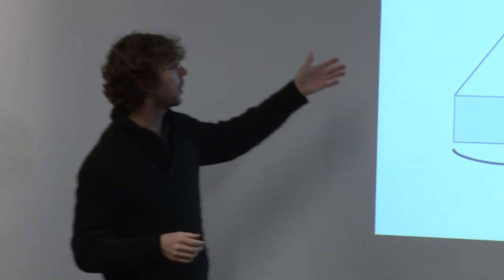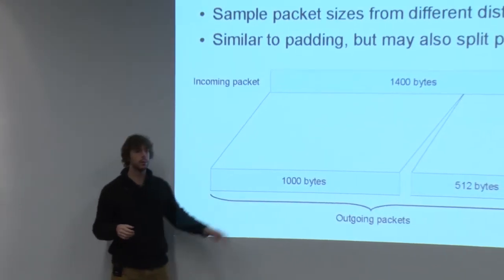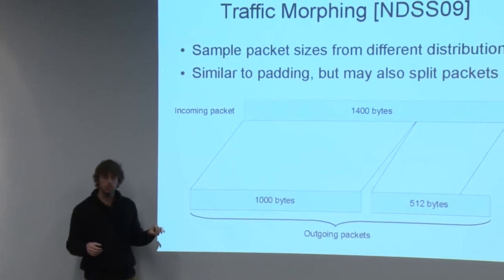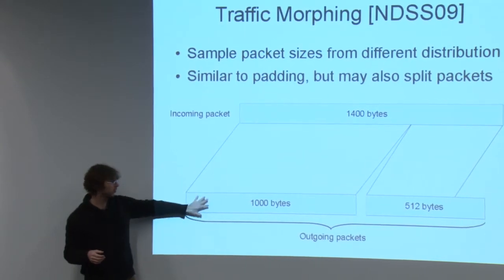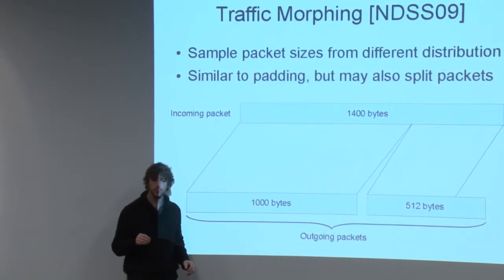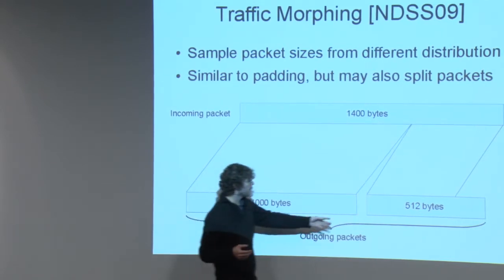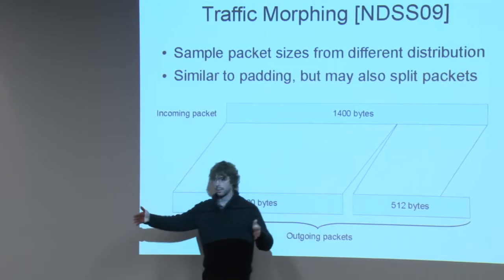And so here's an example where maybe there was an incoming packet of 1,400 bytes, and the first sample you drew from your output distribution was 1,000 bytes. So you take the first 1,000 bytes of this 1,400 byte packet and you send it. And then you draw another sample from your output distribution. Maybe your next sample is 512 bytes. Well, you've only got 400 bytes of input left, so you just pad that out.